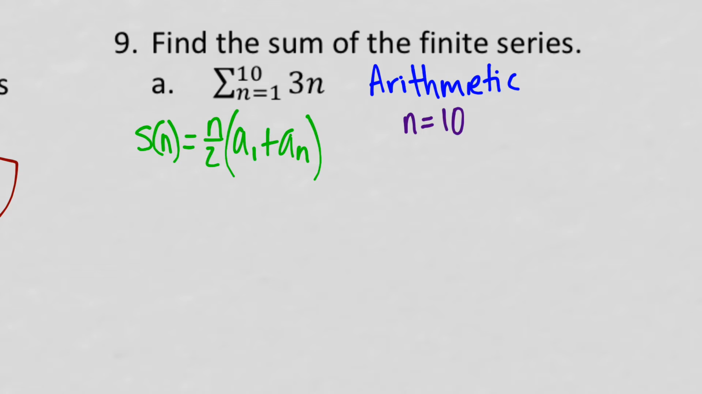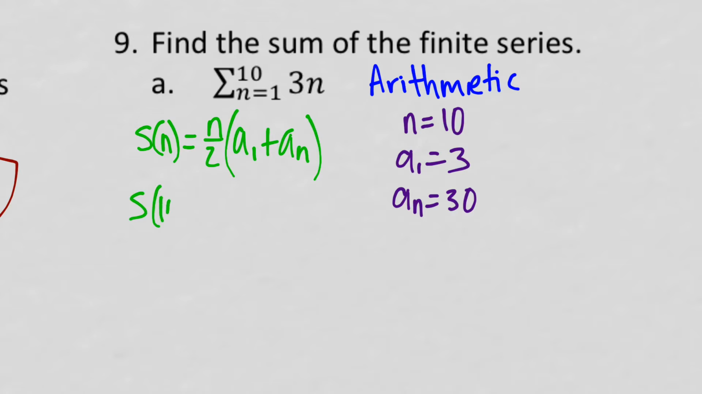These two are not 1 and 10. These two numbers are what happens when you plug in 1 and then what happens when you plug in 10, right? What happens when you plug in the first number here and what happens when you plug in the last number. That's what's going to give you these two. So a sub 1 is plug in 1 right here. 3 times 1 is 3. A sub n is what happens when you plug in this number. Plug in 10 now. 3 times 10 is 30. And there you go. Just plug in those numbers into your sum formula and you're done.